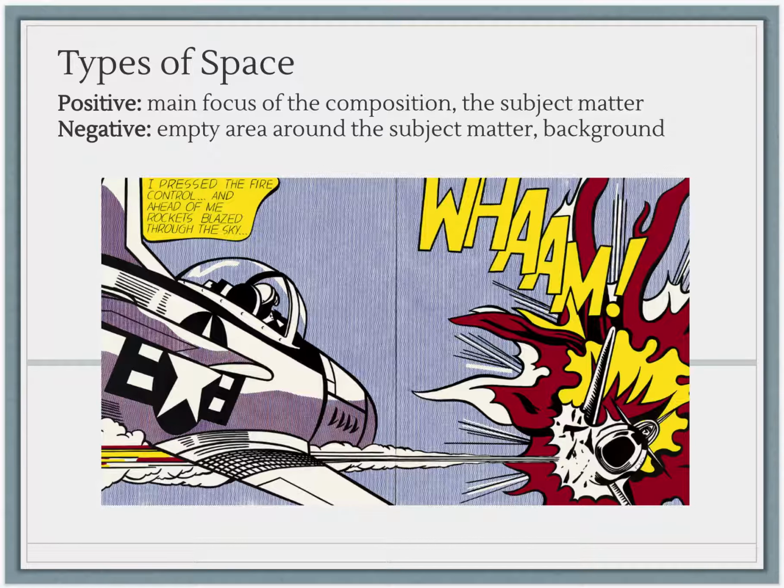We have two types of space, positive space and negative space. So positive space is the main focus of the composition, the subject matter, what you see. So we see this plane, a crash, and some words. That's the positive space. The negative space is everything else around it, the background.